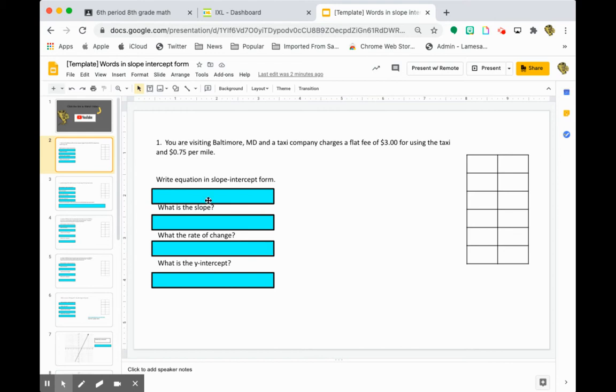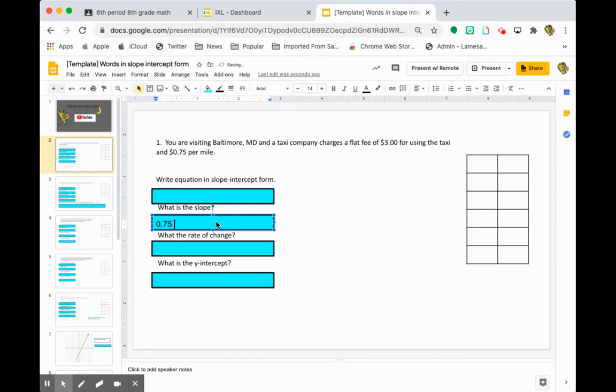And so this was where our equation would go, our slope, rate of change, and y-intercept. And so we were talking about this, and our slope is how much it changes every mile. So I'm going to put 75 cents as our slope because it says 75 cents per mile. And our rate of change is the same thing, 75 cents per mile. And our y-intercept is $3.